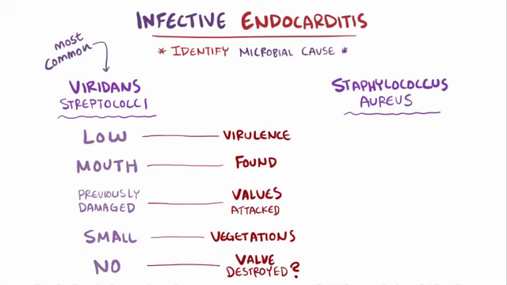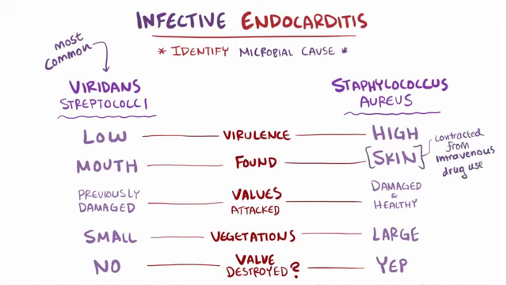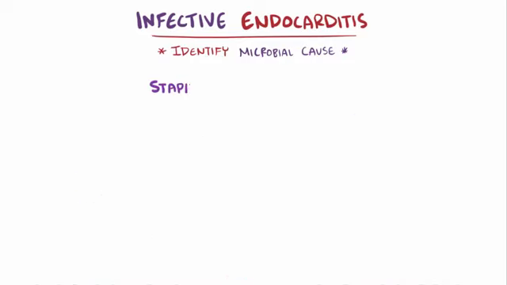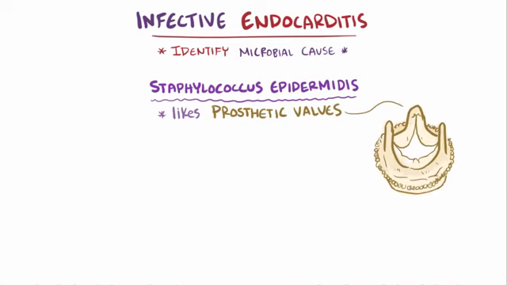Staphylococcus aureus, on the other hand, is a highly virulent bacteria that can be found in the skin. And this guy can infect both damaged and healthy valves, often the tricuspid valve. Staphylococcus aureus causes large vegetations that can destroy the valve, and is the bacteria most commonly contracted from intravenous drug use. Next we have Staphylococcus epidermidis, which is a bacteria that loves foreign prosthetic material, like prosthetic heart valves.